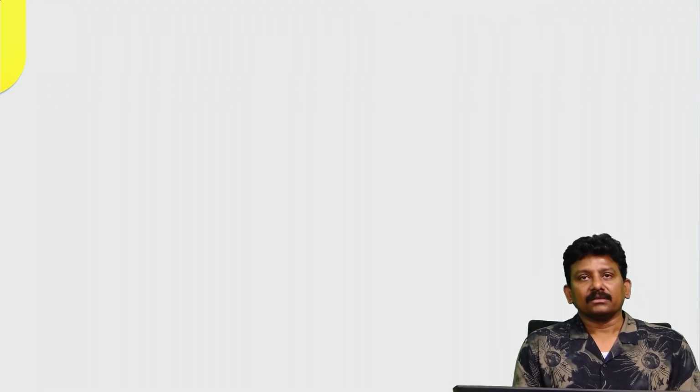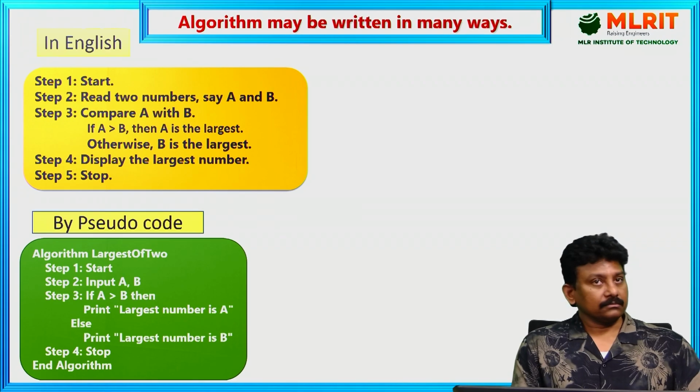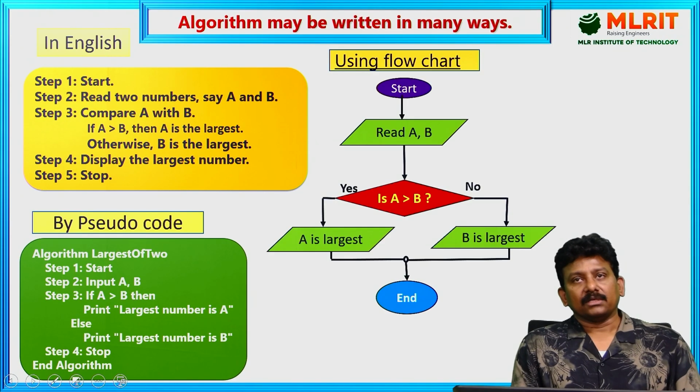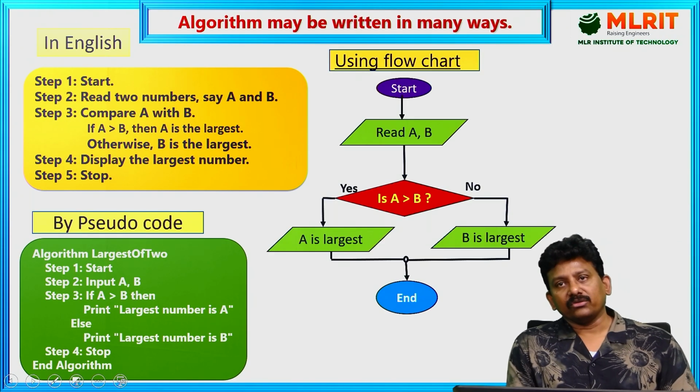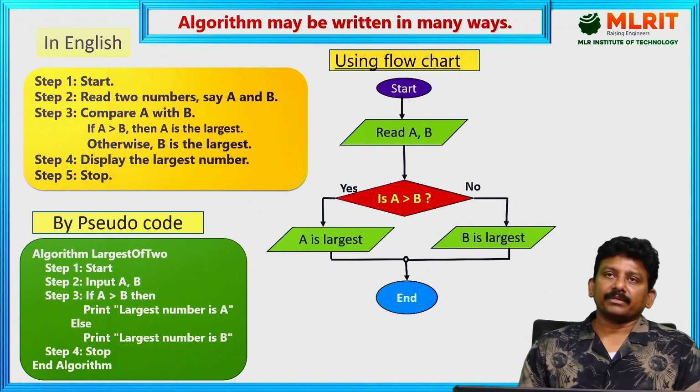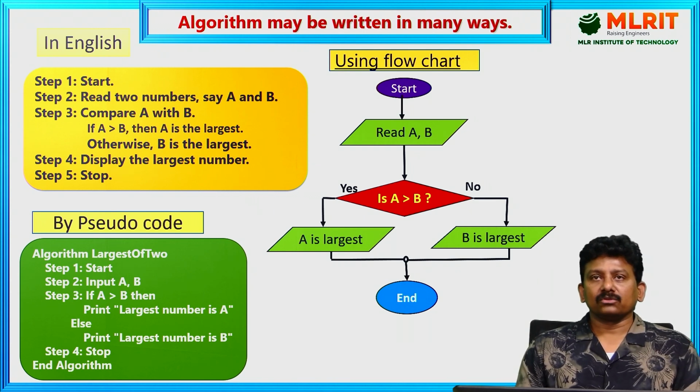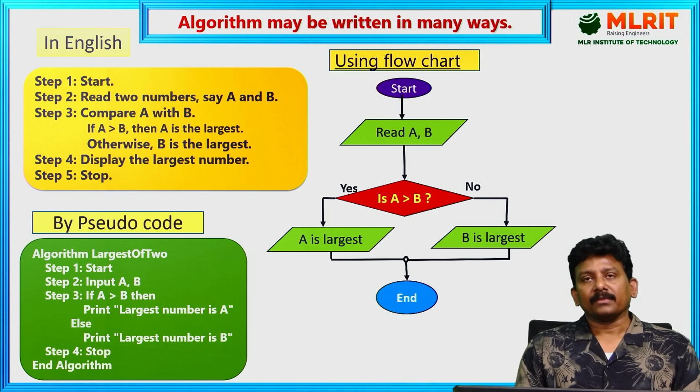Third way, another representation is a flowchart. By using a flowchart also we can represent an algorithm. So here we can use different symbols to represent the algorithm in a flowchart. The first is the start step. After that, the processing symbol is used to read the numbers A and B. Then the diamond shaped symbol is used to check the condition, is A greater than B.